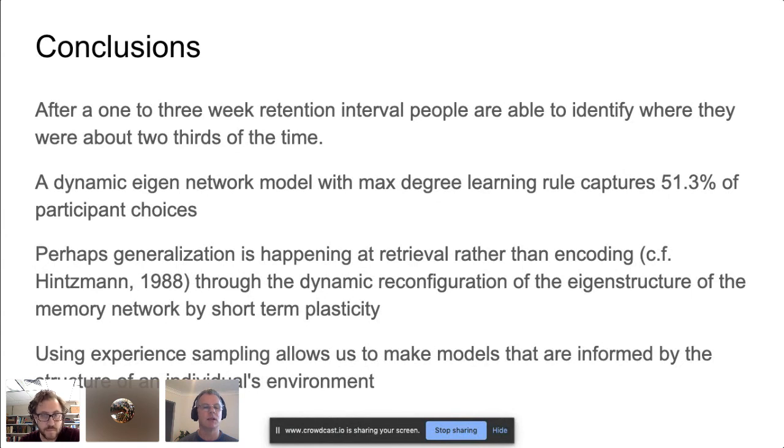And we're arguing that that's happening as a consequence of this dynamic reconfiguration of the eigenstructure, perhaps as a consequence of short-term plasticity. And finally, more generally, I want to argue that experience sampling allows us to make models that are informed by the structure of an individual's entire environment. So rather than just picking out small segments of their learning history, we're taking a broad view of all of their learning history and allowing that to influence the performance on the trial.